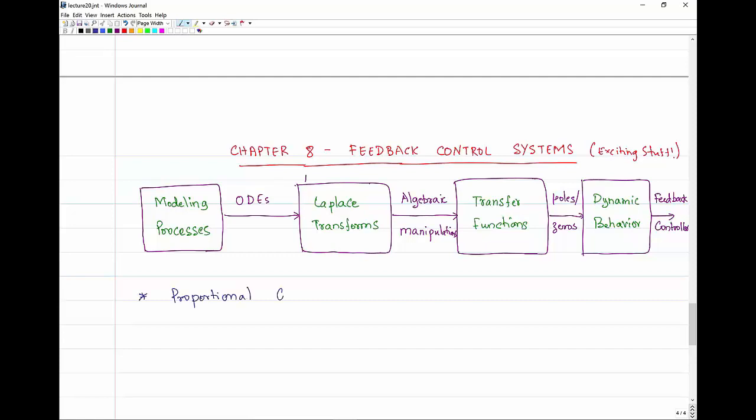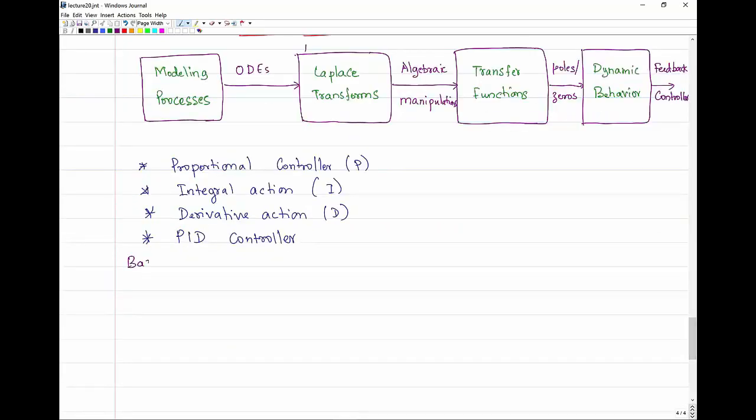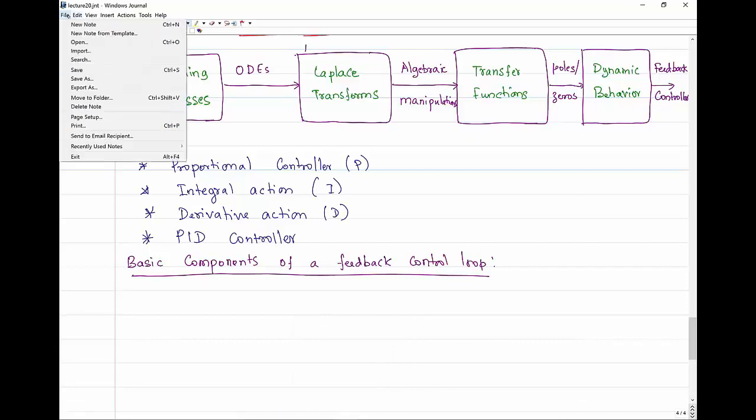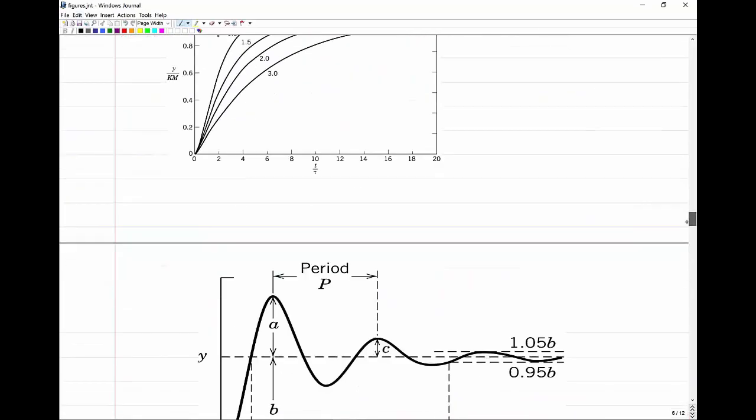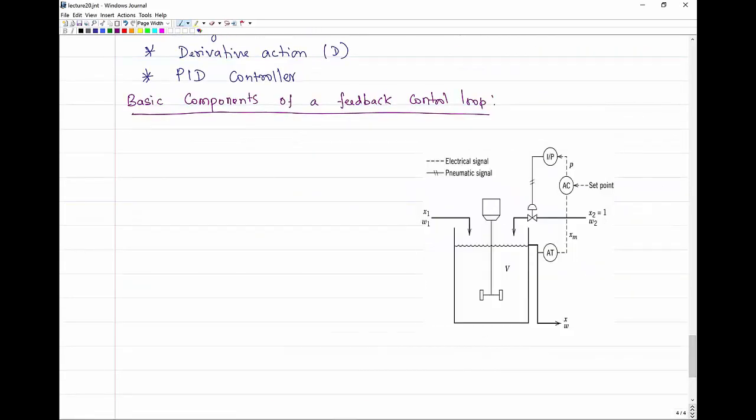In particular, in chapter 8, we're going to look at proportional, integral, and derivative controllers. Eventually, we're going to put these three controllers together to develop a new controller called a PID controller. The PID controller incorporates the advantages of the three controllers, P, I, and D controllers. In the next lecture, we're going to look at the basic components of a standard feedback control loop. We're going to do this using the blending tank example.